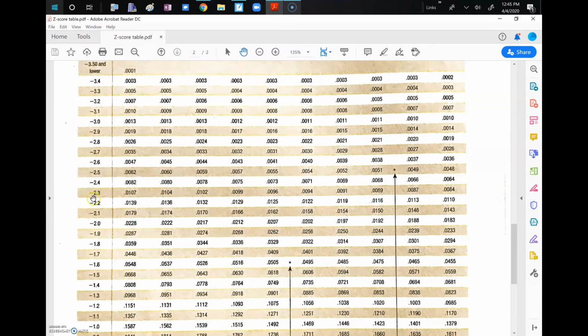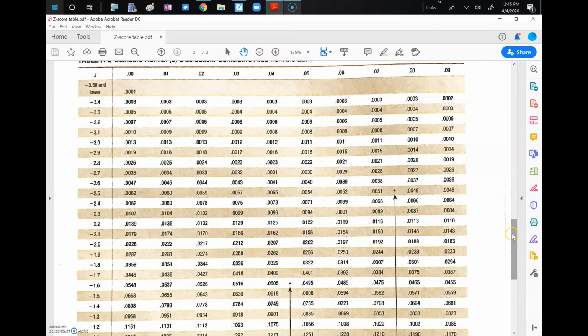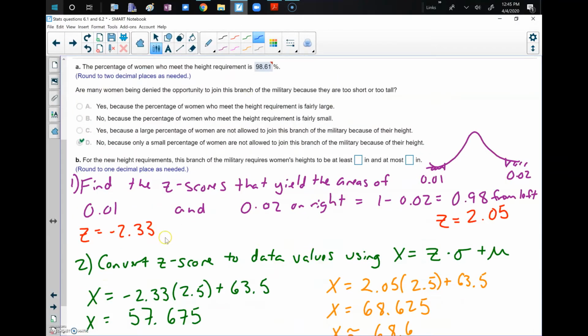So I know it's 2.3, and then I need to determine the hundredths place. So you could just look at the top of the chart, which is 0.03, or you could just count from the left. This is 0, 1, 2, and then 3. So our data value would be negative 2.33, okay, which we see here.